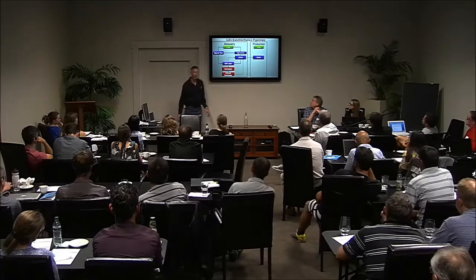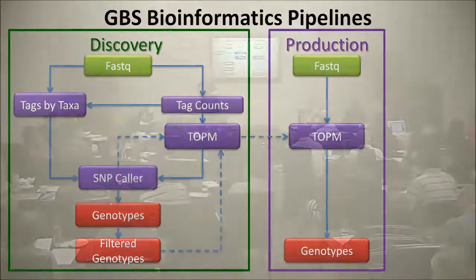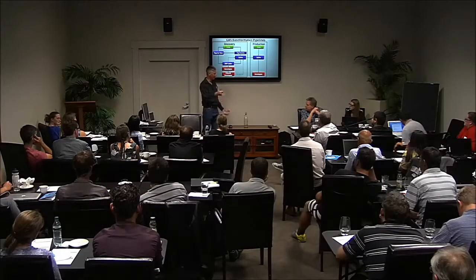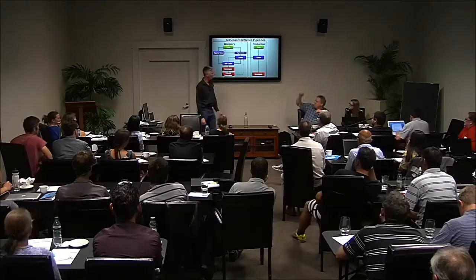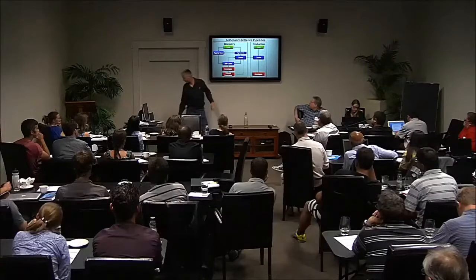Then this is moved over into the production pipeline, and you go directly from FASTQ files to genotypes. It's a little more complicated than this, but it looks up the tag. It reads the FASTQ file read by read, processes each read down to a tag, looks for a match in the TOPM, and if there's a match, it adds to the depth of each allele that's matched, figures out what taxa that's in, and calls genotypes. So this is really fast.